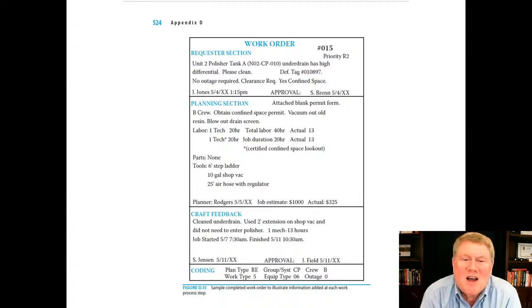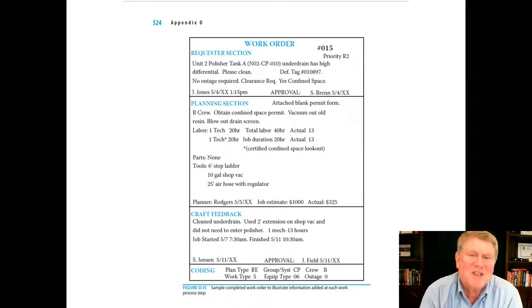The feedback, we don't want just "done." We want what happened. Well, they cleaned the underdrain. That was the screen. And this is the wonderful feedback looking for continuous improvement. They used a 2-foot extension on the shop vac, and they did not need to enter the polisher.